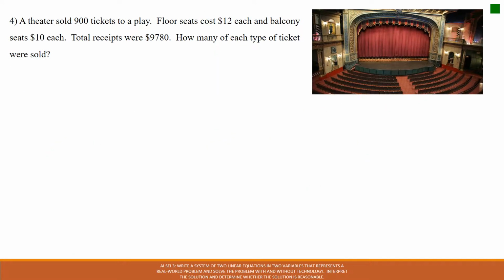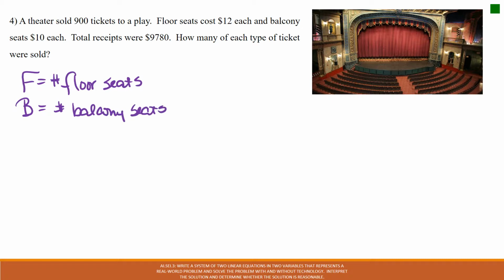Woo! The theater sold 900 tickets to a play. Floor seats cost $12 each. Balcony seats $10 each. Total receipts were $9,780. How many of each type of ticket were sold? So F is going to be the number of floor seats. And B is going to be the number of balcony seats.